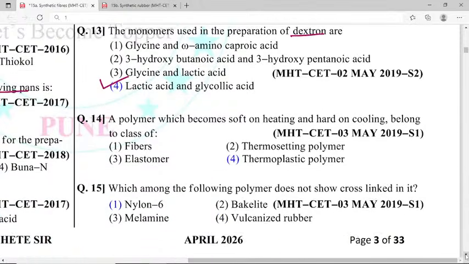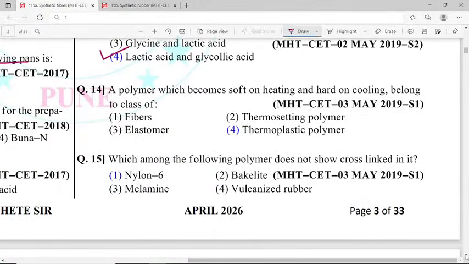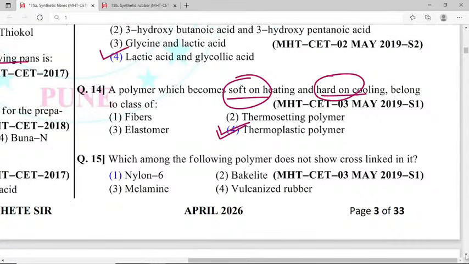Next question: a polymer which becomes soft on heating and hard on cooling belongs to the thermoplastic polymers. Soft on heating and hard on cooling is called a thermoplastic polymer. Which among the following polymers does not show cross-linking? Nylon 6 does not show cross-linking. Bakelite, melamine and vulcanized rubber have cross-linking.